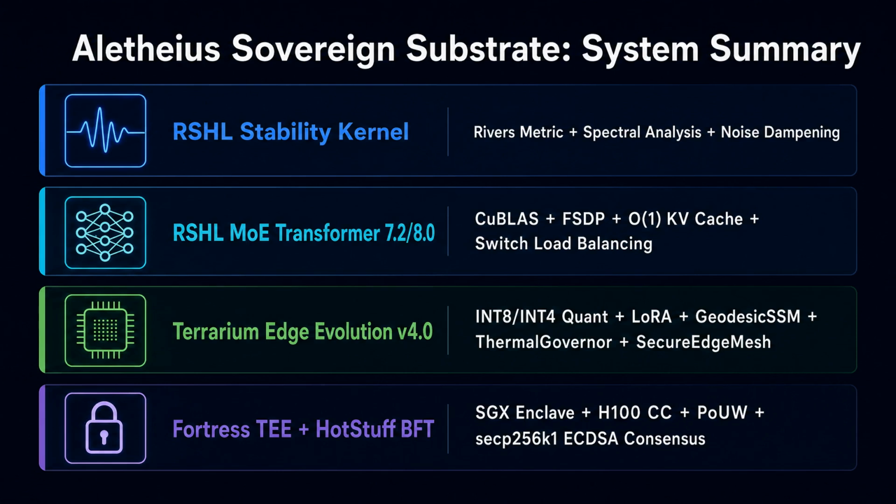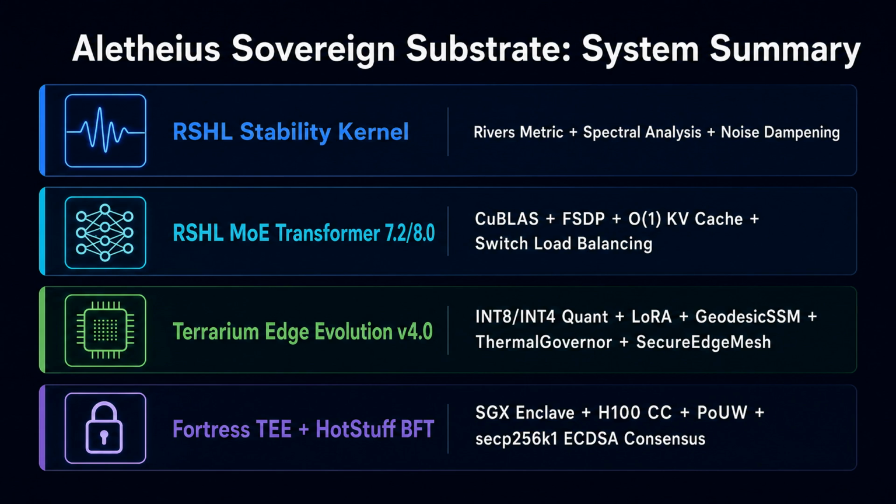To summarize, the Aletheius Sovereign Substrate is a 4-layer system. The RSHL Stability Kernel provides continuous mathematical stability monitoring via the Rivers metric and spectral analysis. The RSHL Mixture of Experts Transformer delivers high-performance inference using CuBLAS, FSDP, and grouped query attention.